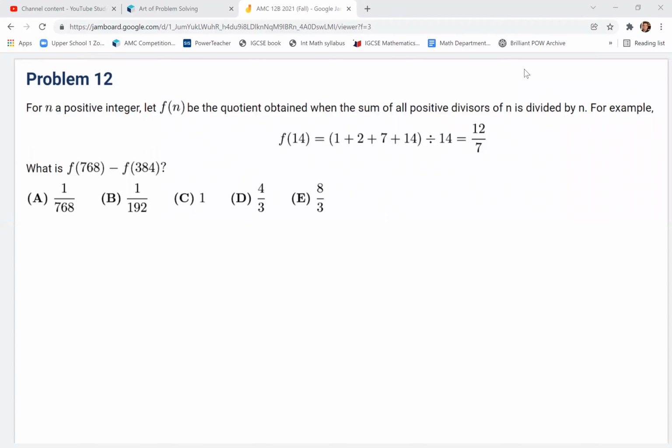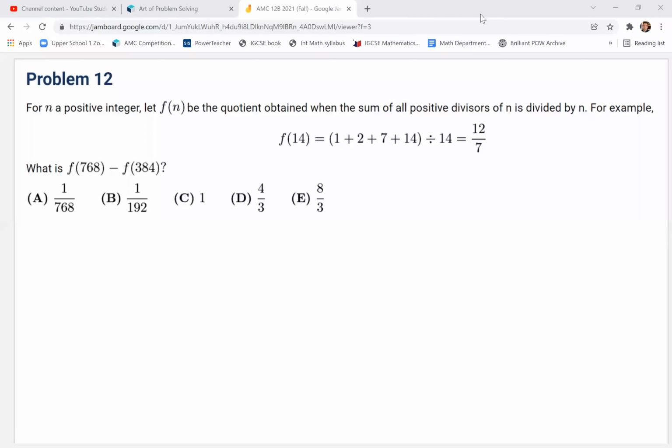Guys, in this video I'm going to go over AMC 12B 2021 Fall, problem number 12. For n a positive integer, let f of n be the quotient obtained when the sum of all positive divisors of n is divided by n. For example, f of 14 equals (1 plus 2 plus 7 plus 14) divided by 14, which is 12 over 7. What is f of 768 minus f of 384?